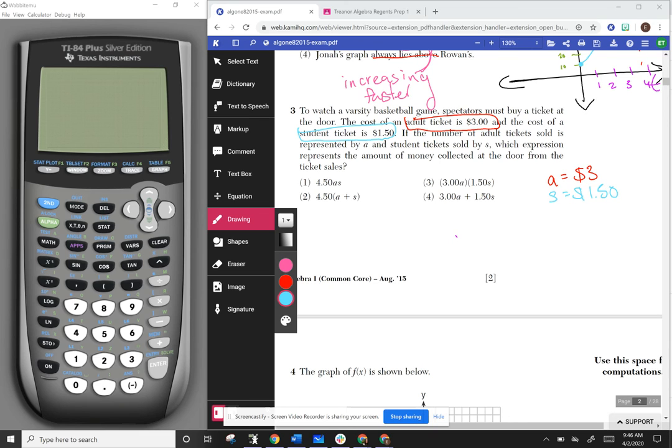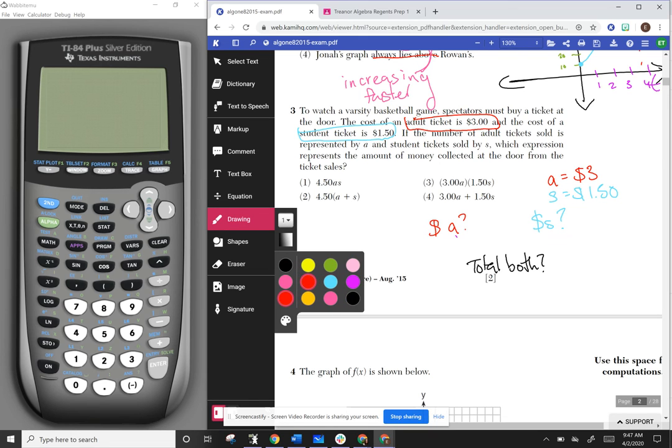Okay, well, you're going to want to split this up into pieces, and this thinking will be very useful for part 4 of the Regents as well. You want to split it up. So first, how much money do they make off adults? Second, how much money do they make off of students? And then, how do we find the total from both?